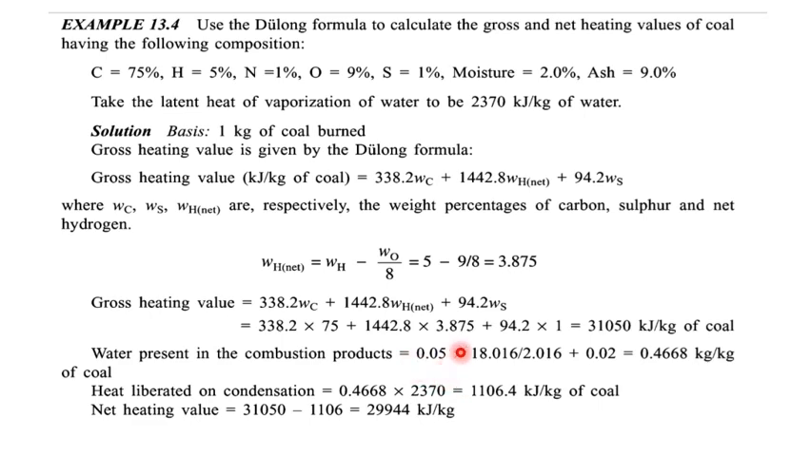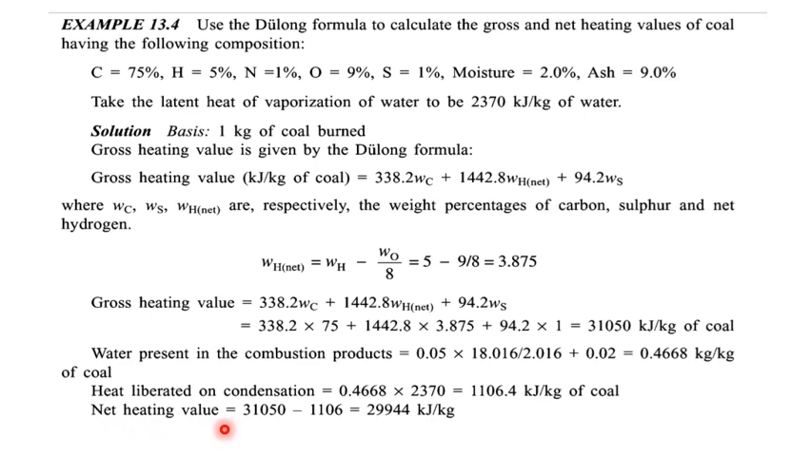This 0.05 is the amount of hydrogen in the weight percentage, which will be turned into weight fraction and which is turned into mole fraction. A heat liberated on condensation equal to 0.4668 into 2370. The 2370 is the latent heat of vaporization and 0.4668 is the water present. So the heat liberated on condensation would be the water present into the latent heat of vaporization of water. That would be equal to 1106.4 kilojoule per kilogram of coal.